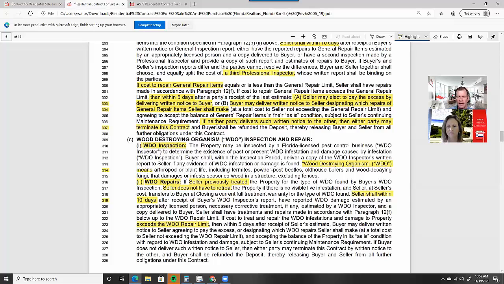Now, here's a key thing here. If neither party delivers notice, this is really important. If the buyer never provides the seller with the things that are most important to him at the end of the inspection, or the seller gets the estimates provided to him and does not send back to the buyer, okay, which ones do you want repaired? Then either party can cancel the contract. That's what it says right here. And there's no date on that.